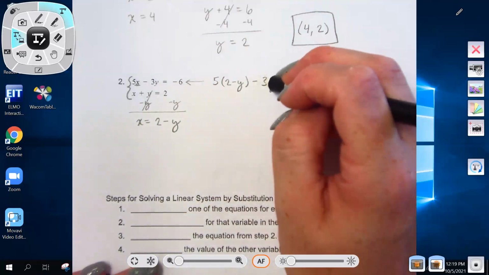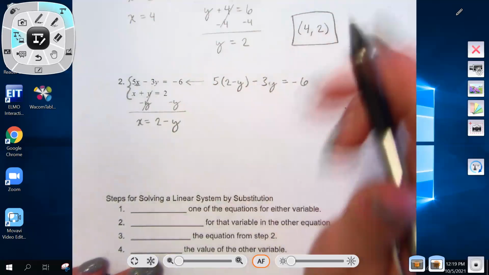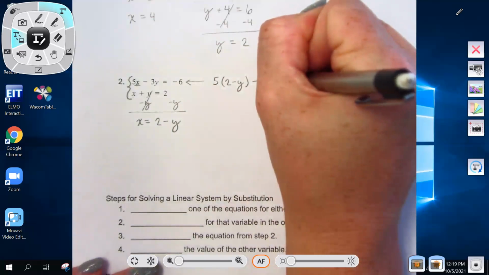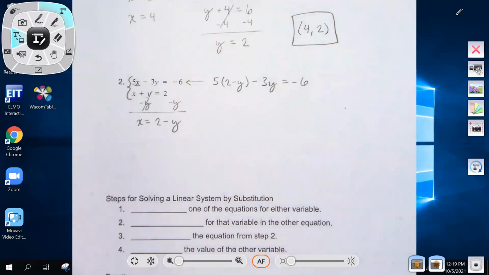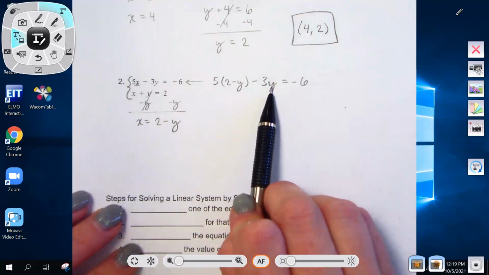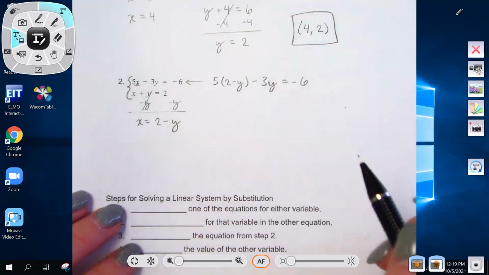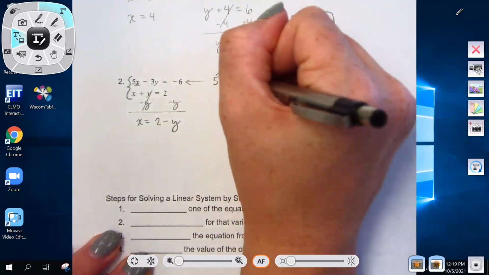Now, if you chose to solve for y in the second equation, you would end up with the same answers. It doesn't matter which variable you solve for. And then you would have plugged it in here instead of here. Okay, solve this equation for y.